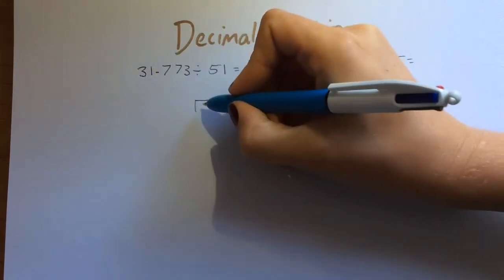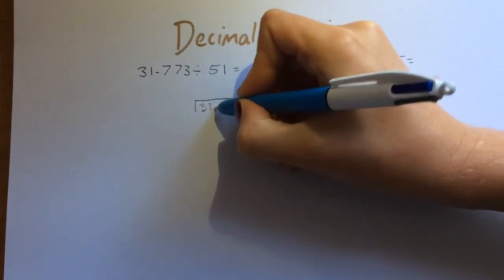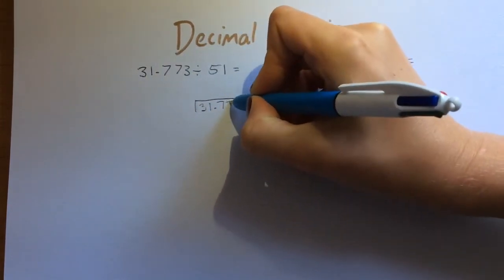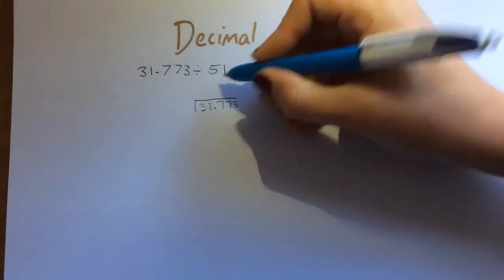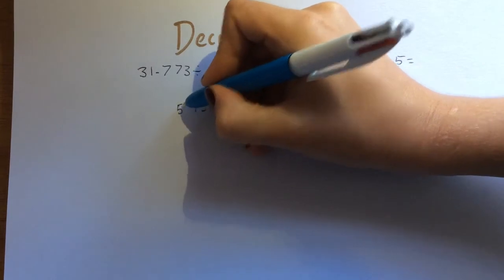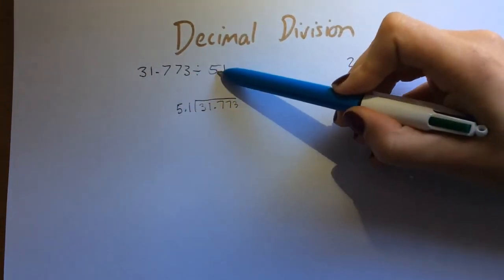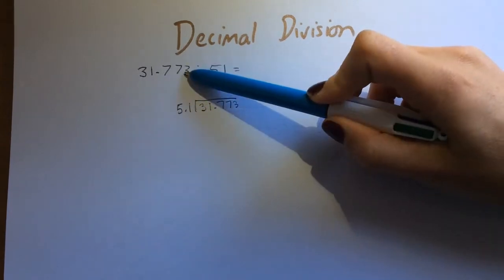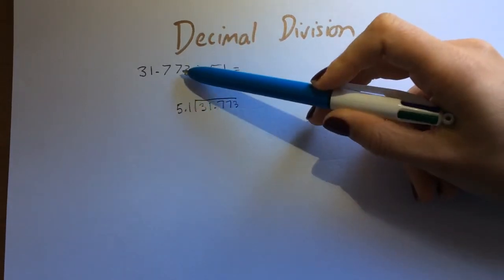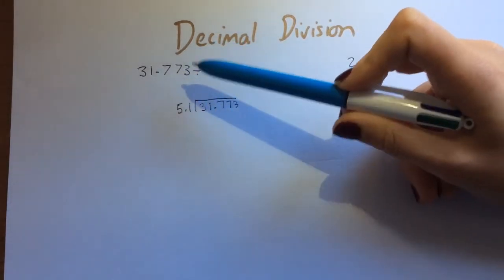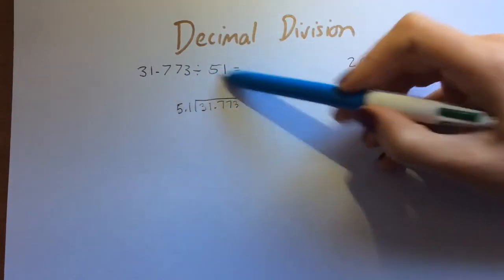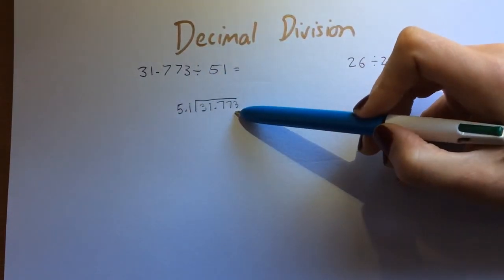So this one, which is to the left, always goes inside of the division symbol, and the one to the right goes over here, because it's saying how many 51s fit into 31 and 773 thousandths there, and this one says exactly the same thing.